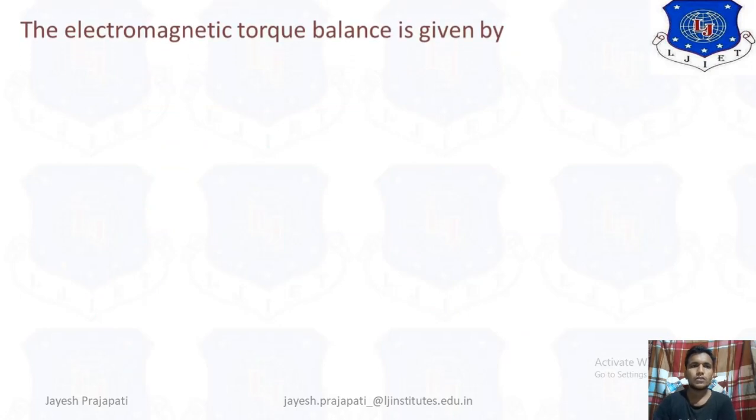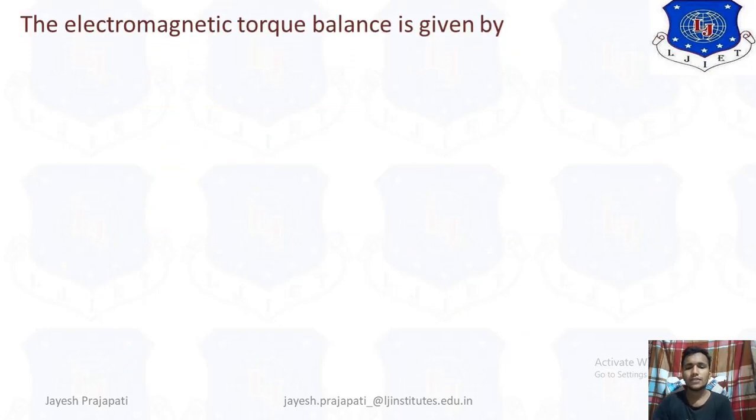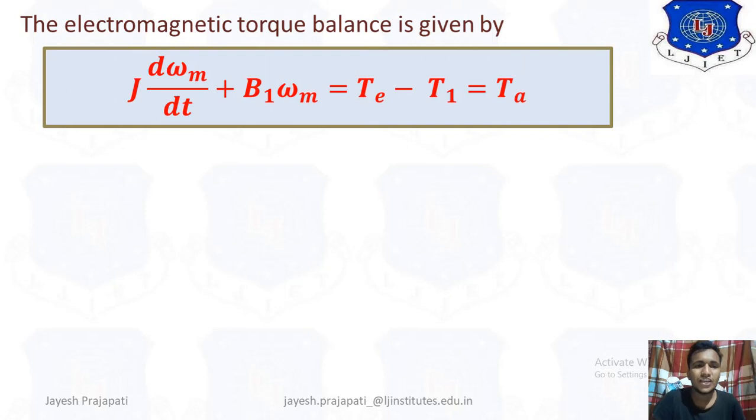We know that the electromechanical torque balance is given by the equation J d omega m by dt plus B1 omega m is equal to Te minus T1. That is the example that we have studied in our previous lecture also. If you have not seen my previous video, then kindly go to the link given in the description. That is the torque equation, the electromechanical modeling of DC machine equation.